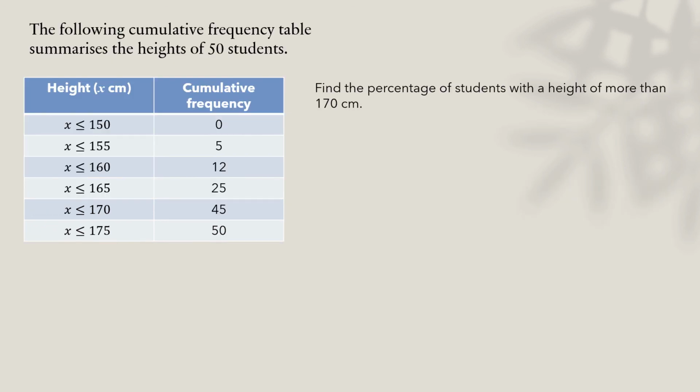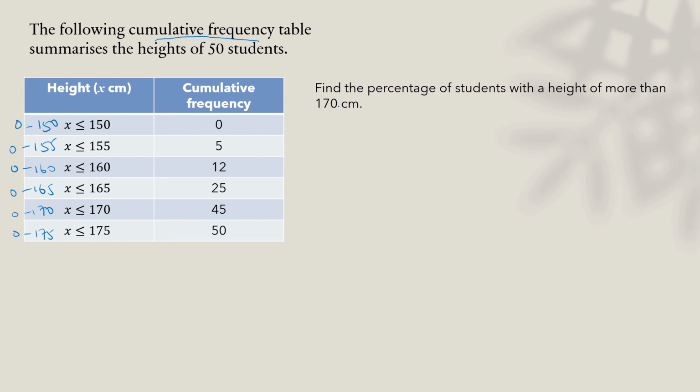Let's answer some of the questions. You could also have this kind of question in your tests or exams. The following cumulative frequency table summarizes the heights of 50 students. To understand this table, it's between 0 to 150, 0 to 155, 0 to 160, 0 to 165, 0 to 170, 0 to 175. And these are the cumulative frequencies. And they ask you to find the percentage of students with a height of more than 170 centimeters.